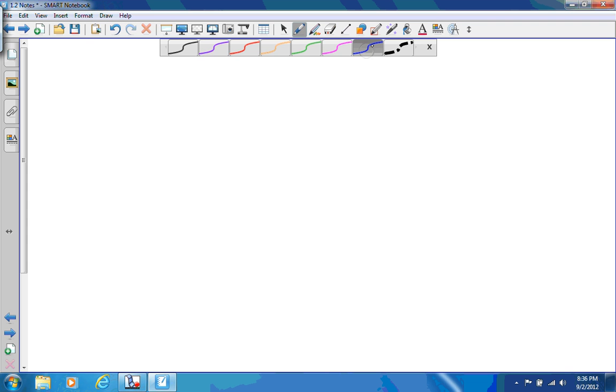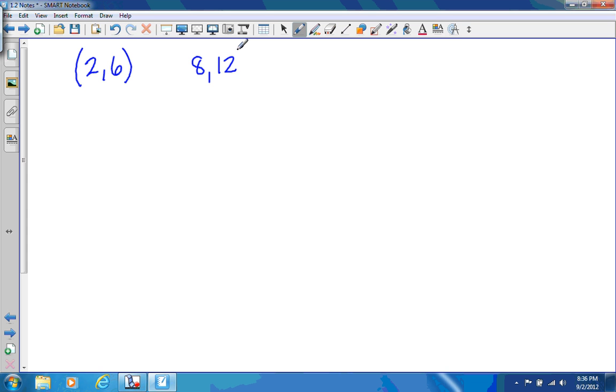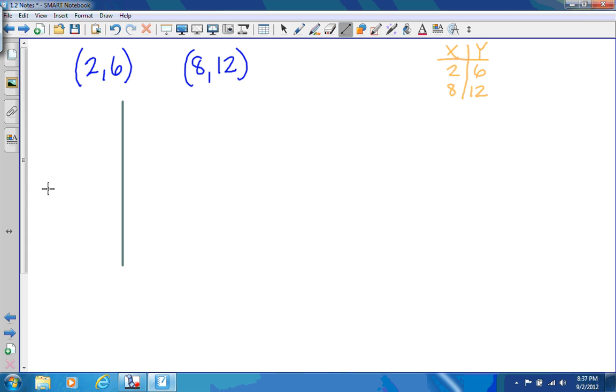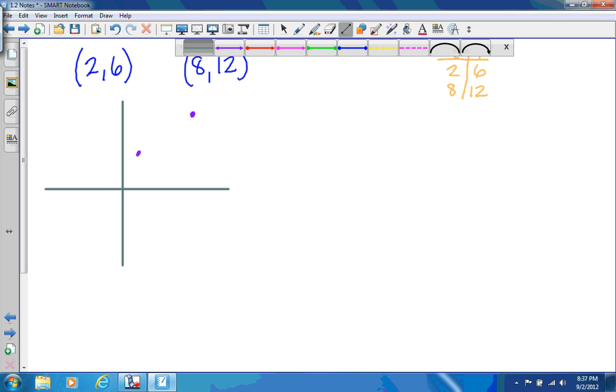Relating this back to our last section, if we have the coordinates 2, 6, and 8, 12, these would be ordered pairs. In table form, they would be written like so. Either way, if we were to graph this, 2, 6 is approximately here, 8, 12 would be there, and we would have a line running from here to there.